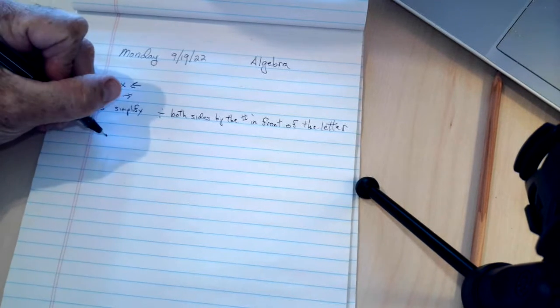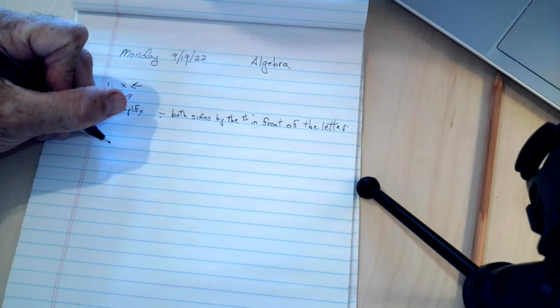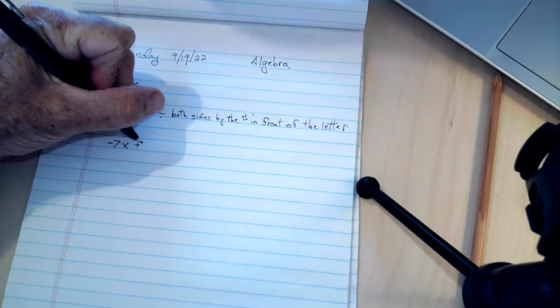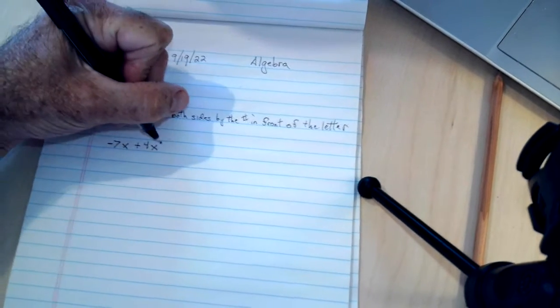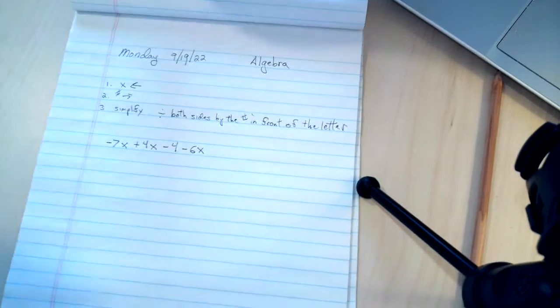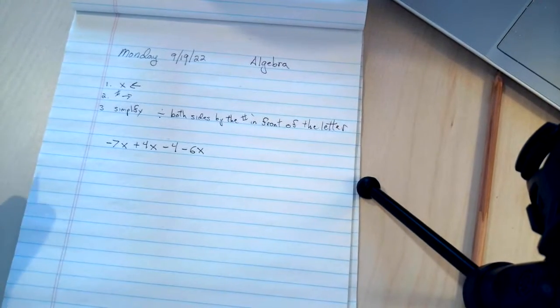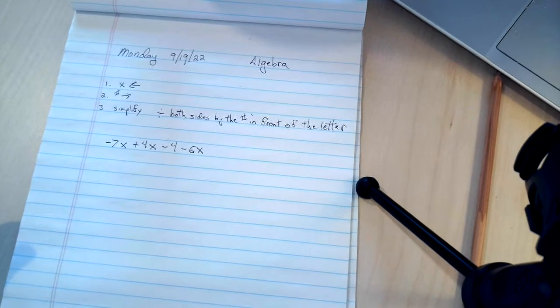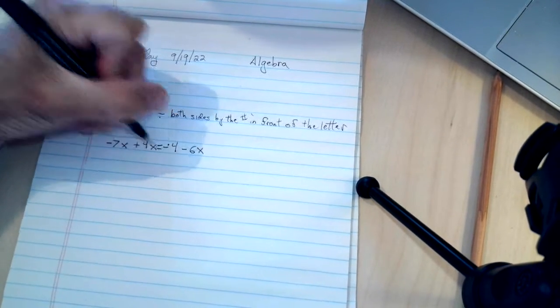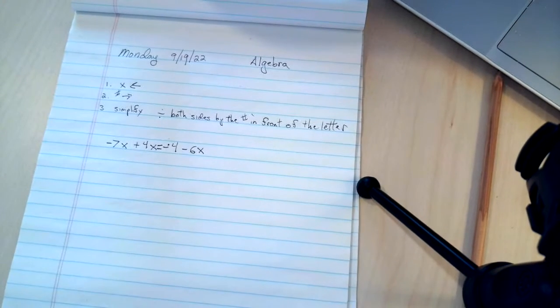So I'm going to give an example. This one is on page 17 in your book. It's question number 14, and it's negative 7x plus 4x minus 4 minus 6x. Okay, so quickly going through that, 4x equals minus 4.